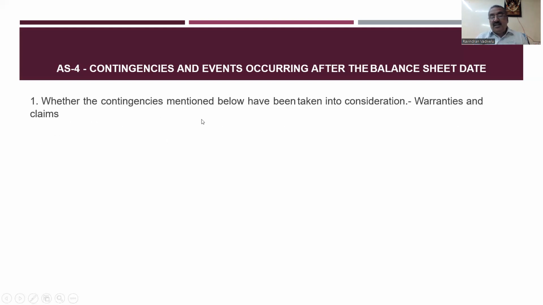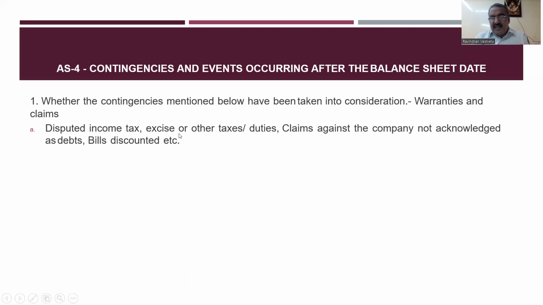So here, whether the contingencies mentioned below have been taken into consideration, they are saying, with reference to warranties and claims, is there any disputed tax, excise, or other taxes and duties, claims against the company not acknowledged as debts, bills discounted? These are the contingencies. Suppose an income tax dispute is there and you have gone for appeal; the appeal may go this way or that way. It's only a contingent liability. If it is favorable, then the company is not losing anything, and if it is not favorable, then the company is losing. So all these kinds of contingencies, the practicing unit has to see and cover in the report.